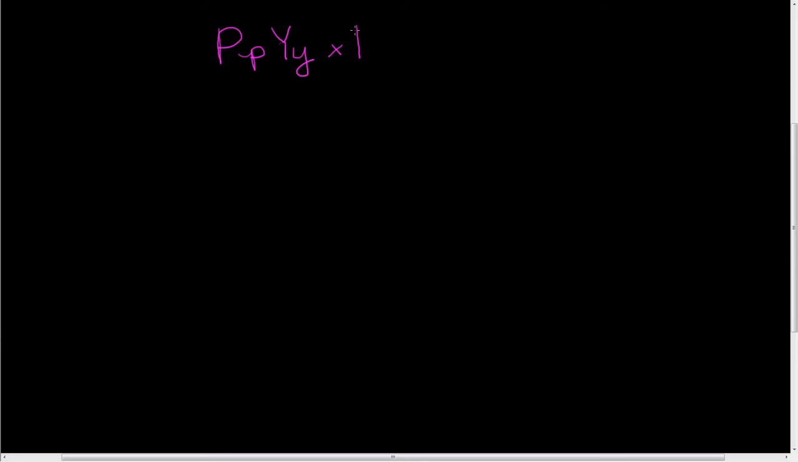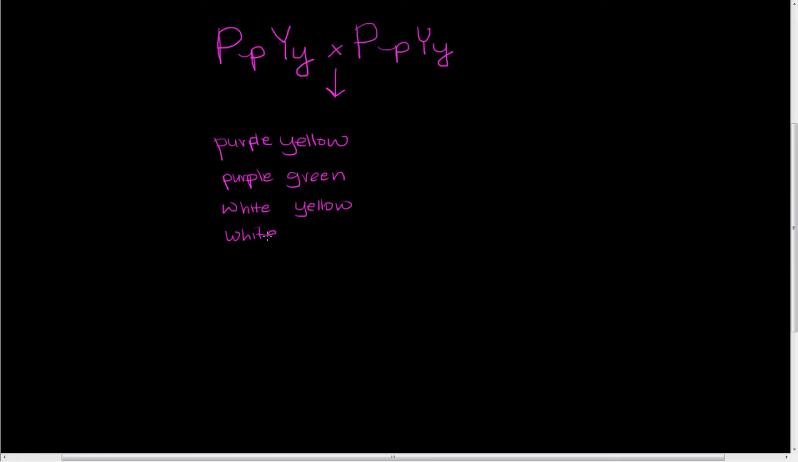So we're going to self-cross these, and this is what it looks like when you do the F1 cross to make the F2 generation from the standard crosses we've been going over. So when you do this, you end up getting four different possible phenotypes. So let's look at the phenotypes first. These phenotypes are going to be purple flowers with yellow seeds, purple flowers with green seeds, white flowers with yellow seeds, and white flowers with green seeds.